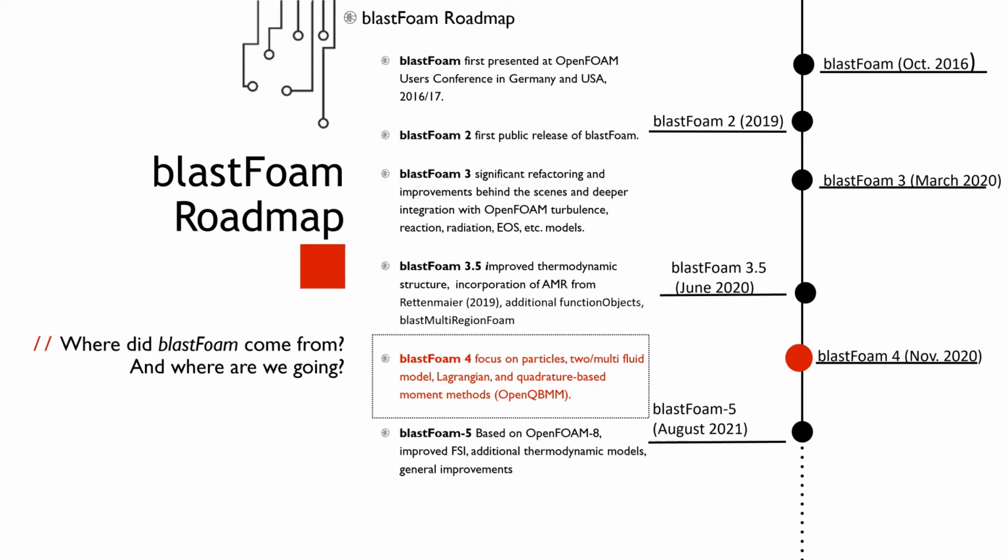blastFoam 3.5 was released in June 2020. It improved the thermodynamics. We added adaptive mesh refinement for 2D axisymmetric, as well as load balancing from Rettenmeier 2019. We had some additional function objects and started work on some multi-region type solvers.